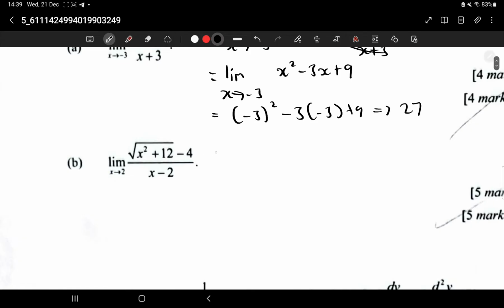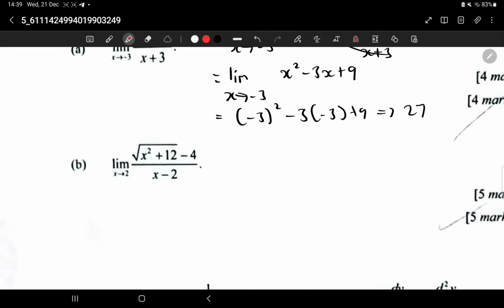So for question B, as you can see here, as usual, if we directly substitute this value, of course we will get the indeterminate form. But based on my notes, let me find it back. If I got an indeterminate form, I should use conjugates. Yes, I should use the conjugate, the conjugate of this numerator here.